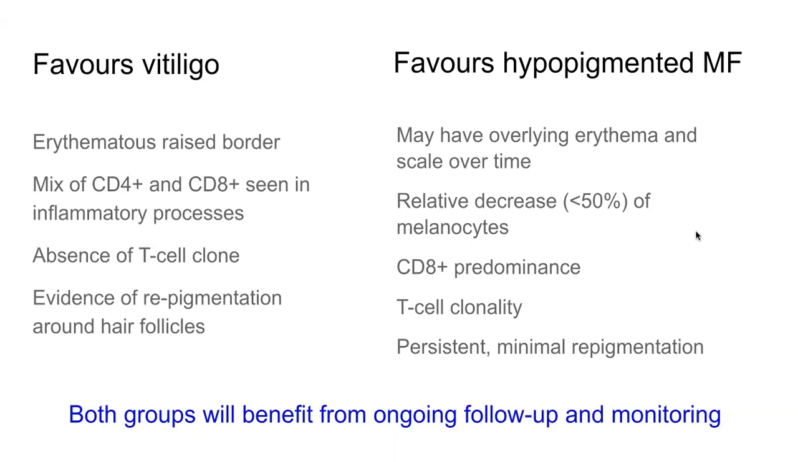Whereas if there is overlying erythema and scale over the hypopigmented areas, if there's only a relative decrease of melanocytes and not complete absence, if there's a predominance of CD8+ only cells, if there's evidence of T-cell clonality, and if there's minimal evidence of repigmentation, those are features which support hypopigmented mycosis fungoides. However, please note, these are not definitive features.